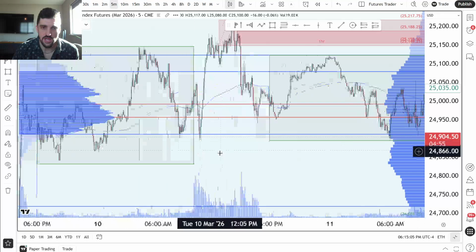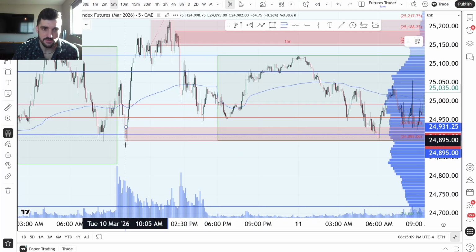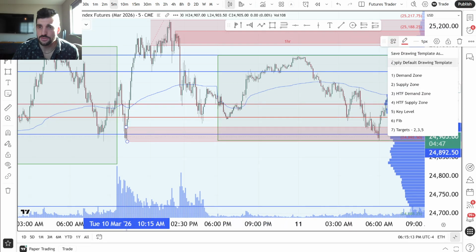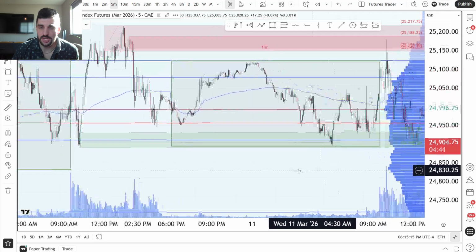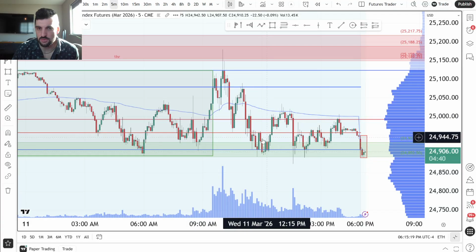Now there was a demand zone down here as well, and that was actually a trade that we also took today as well. All right. So we're able to catch some of the short and then get out of that short, and then we were able to get long for a nice little move.